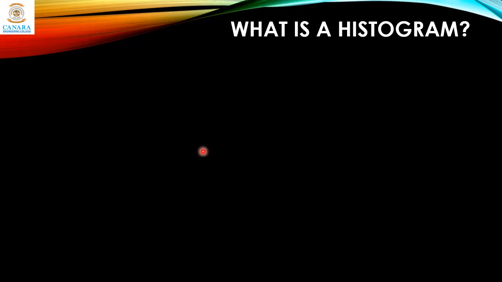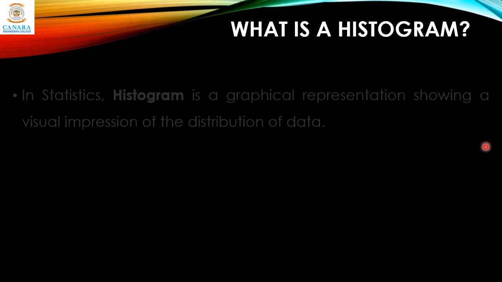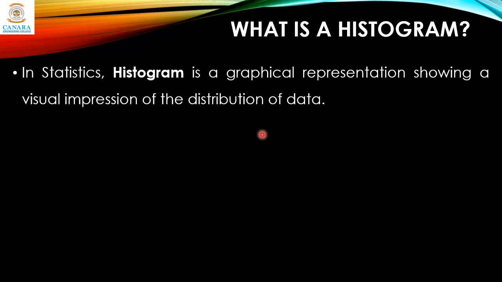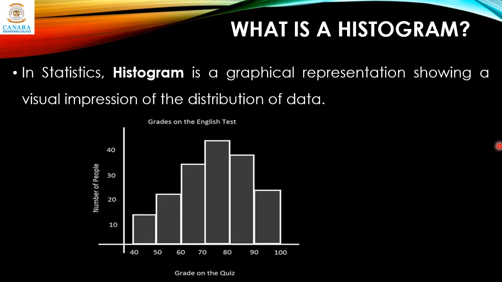Let us understand what is meant by a histogram. In statistics, a histogram is a graphical representation showing a visual impression of the distribution of data. Like this one. This is the grades on the English test, and on the x-axis we have the grades, and on the y-axis the number of people obtaining a particular grade.